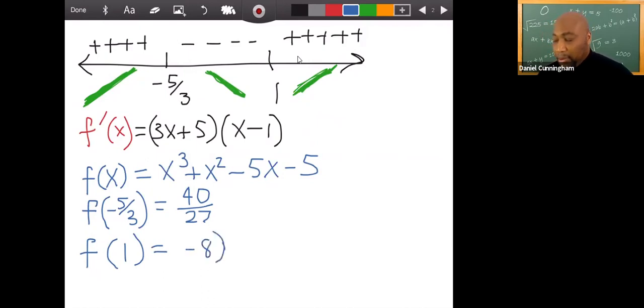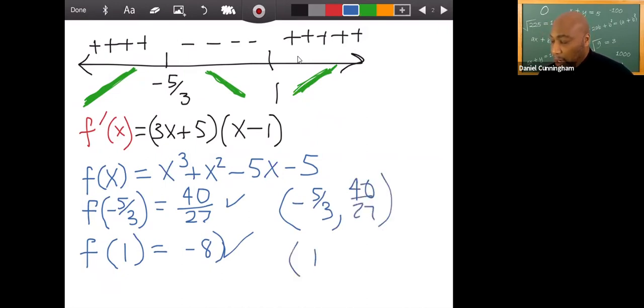I'm going to remember those values. So what I have here is -5/3, 40 over 27, and then 1 and -8 as ordered pairs. Those are my x and y values. Okay, we're going to look at that, and then we're going to graph.